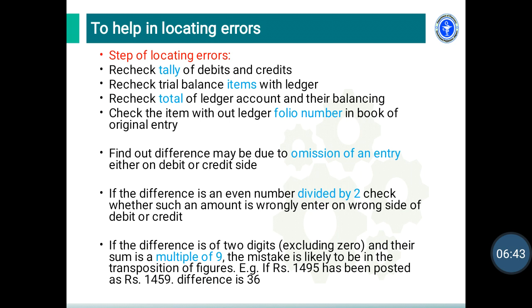For example, suppose in this case here 1495 has been posted as 1459. At that time, the difference between these two figures is 36, and that is a multiple of 9. So in this way, by using this technique, that is multiple of 9, we find out this type of error. So this is the second objective of the trial balance, that is to help in locating errors.